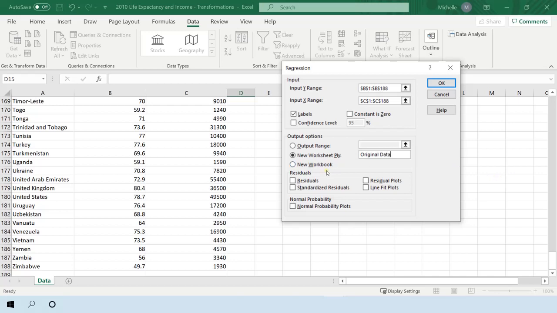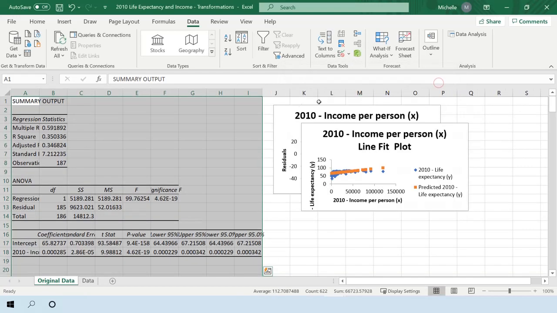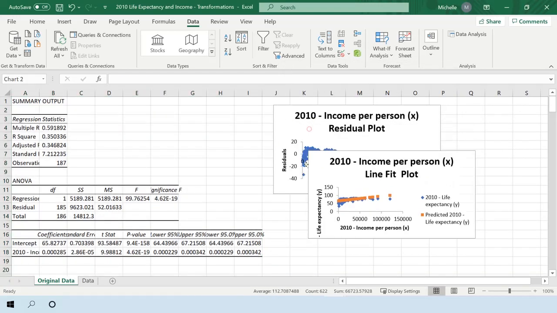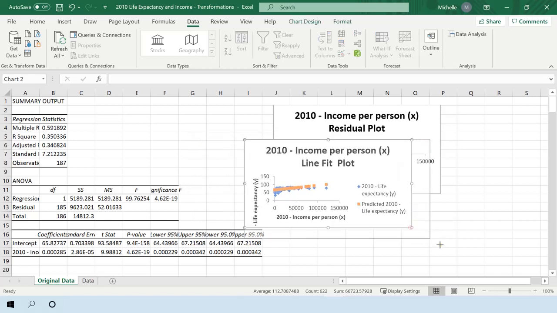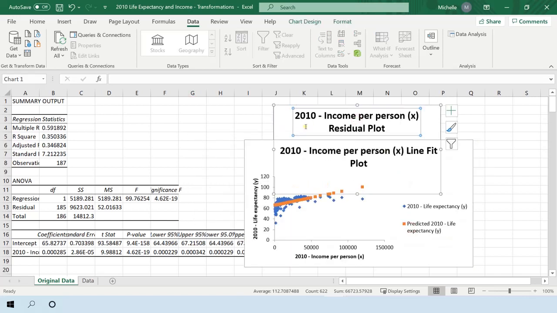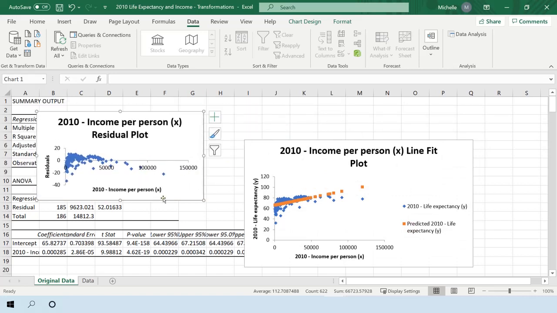data. I want to go ahead and get the residual plot and the line fit plot. And no need for the normal probability plot. So that's okay. So I'll press OK. All right. So this is the line fit plot. This is what I really want to look at right now. Well, I want to look at both of them, but okay.